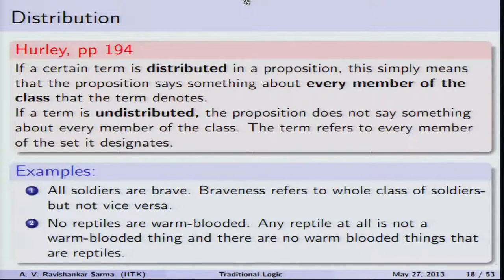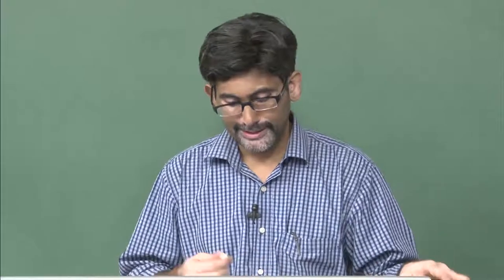For example, if you say no reptiles are warm blooded things, then any reptile at all is not a warm blooded thing, and there are no warm blooded things that are reptiles. So in both cases subject and predicate are distributed here. So what is the subject here? Reptiles. And warm bloodedness is the predicate. Reptiles are referring to the whole class of warm blooded beings, and in the same way warm blooded beings are referring to the whole of reptiles. So this is what is called distribution, distributiveness.